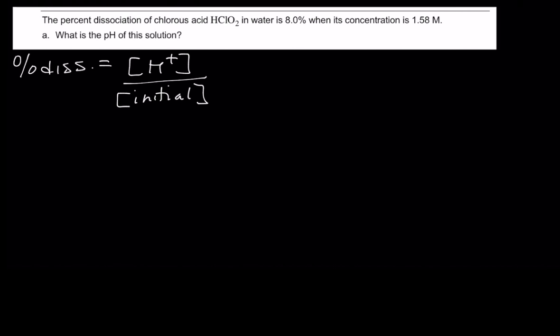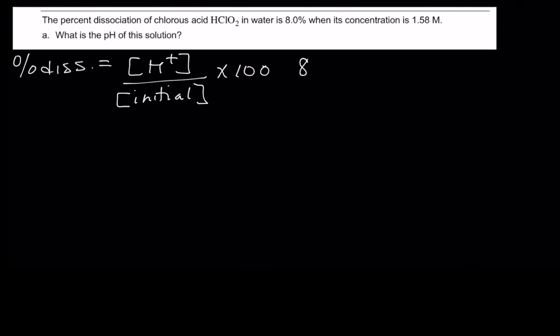The percent dissociation of chlorous acid in water is 8% when its concentration is 1.58 molar. What is the pH of the solution? So percent dissociation is equal to the concentration of H plus over the initial concentration of the solution times 100%.